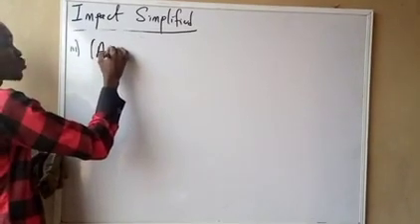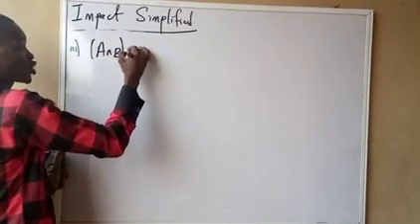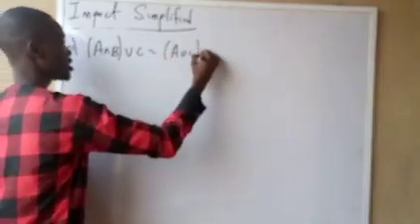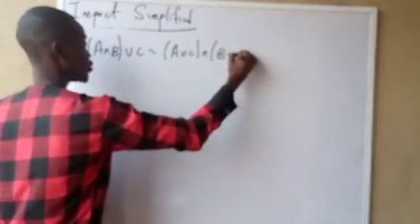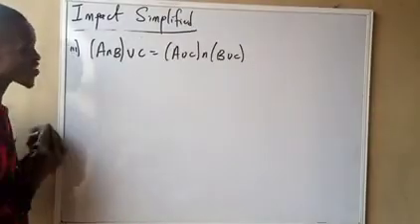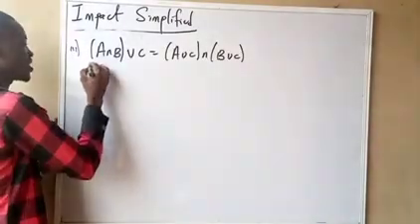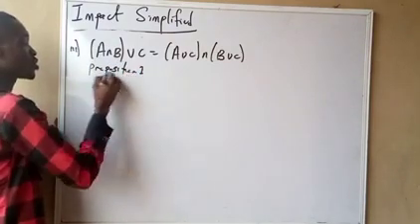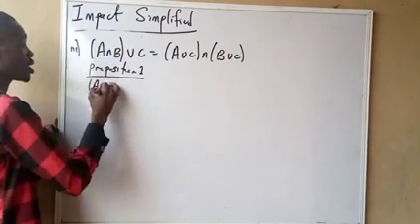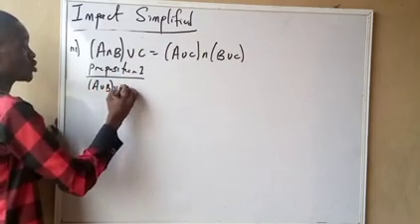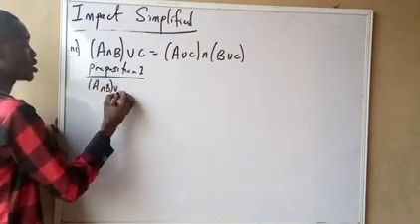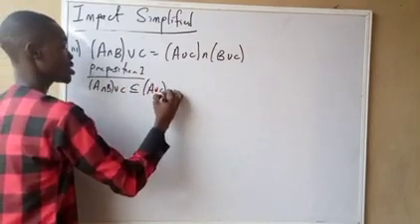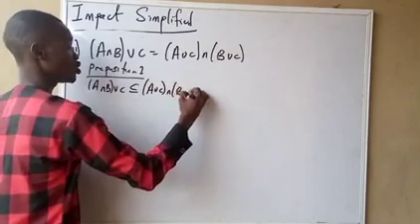They are asking us to prove rigorously that A intersection B union C is equal to A union C intersection B union C. Wow! So how can we solve this? It's still the same process. That means we have proposition 1: A intersection B union C is a subset of A union C intersection B union C.